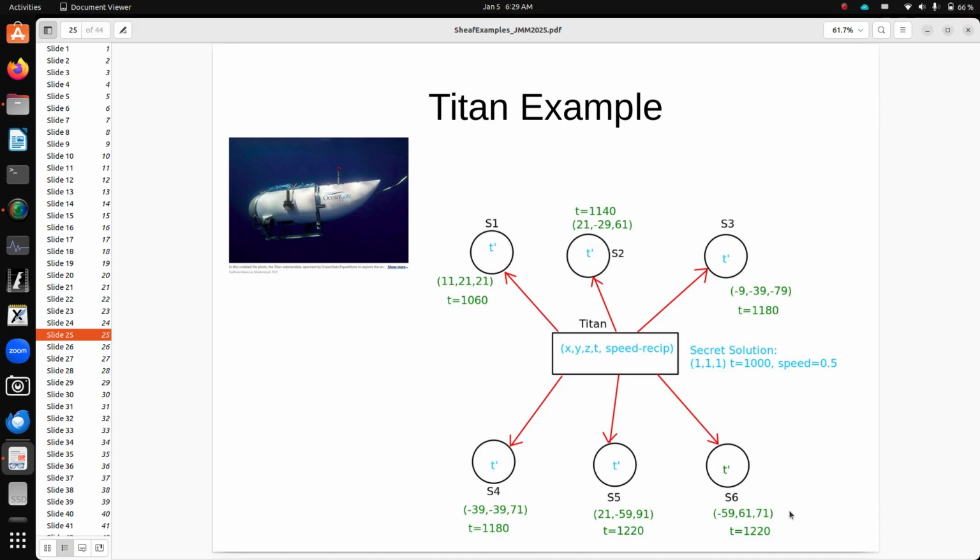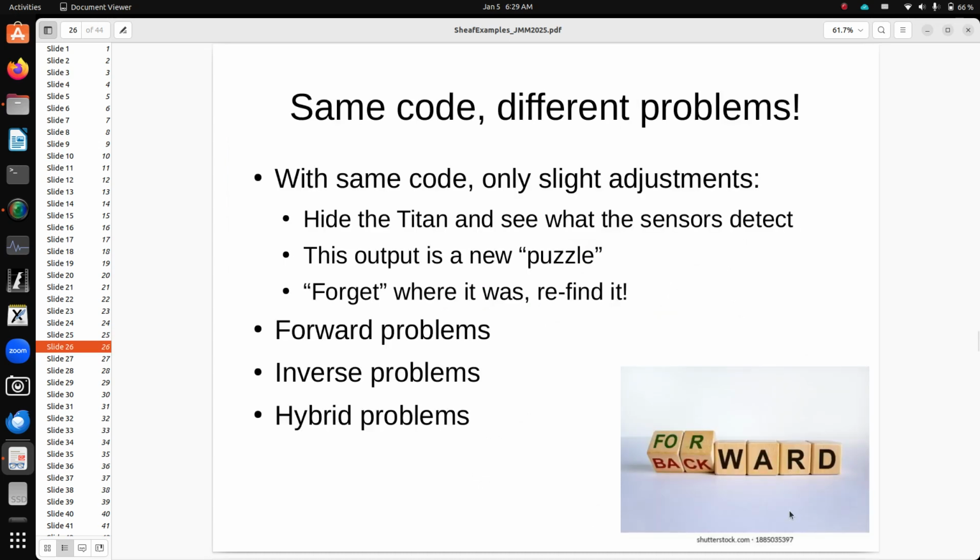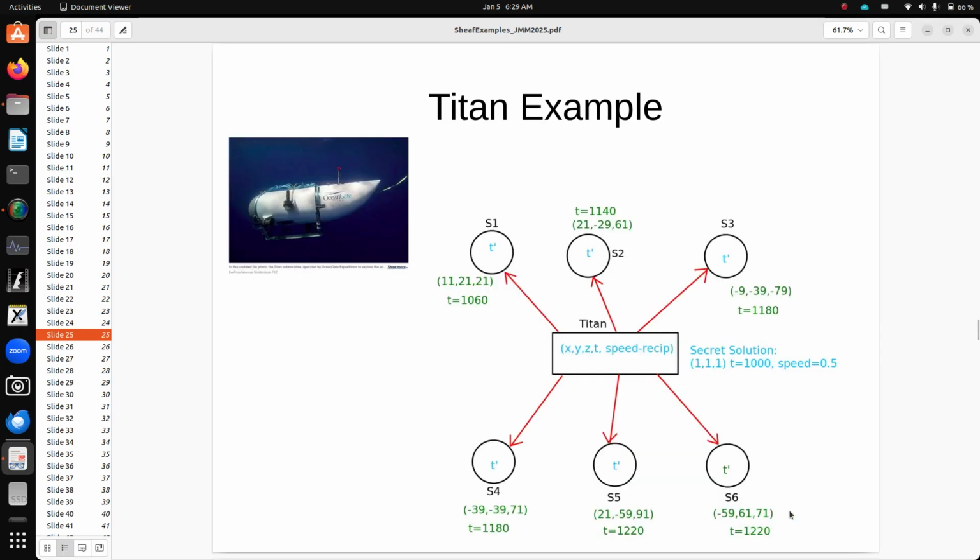But this is just a really simplistic model, and if you want to look at the code, it's all at that link I showed you. One of the great things is you can play a game now. We had the participants do this: hide the Titan somewhere else, explode it at a different time, and take that output and give it to your colleague and have them find where you hid the Titan.